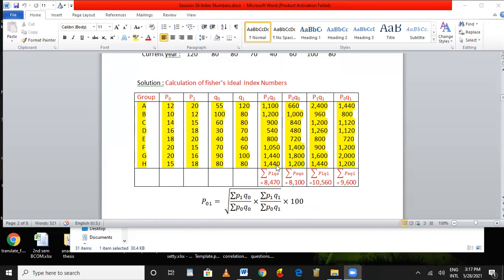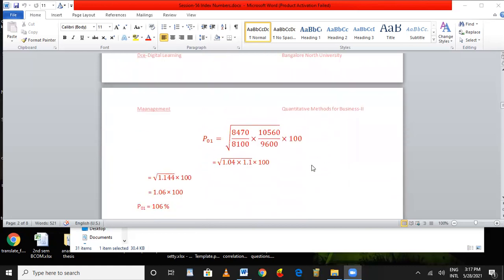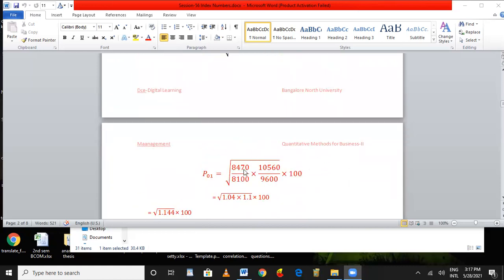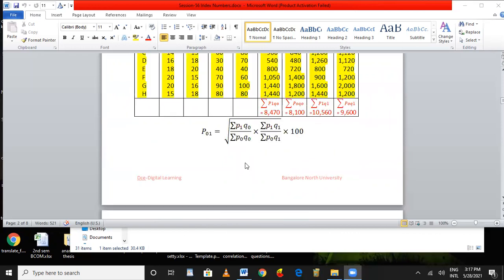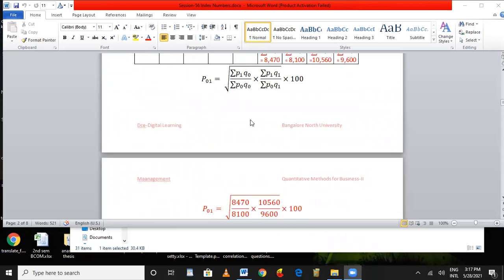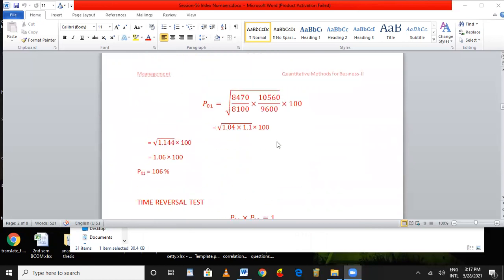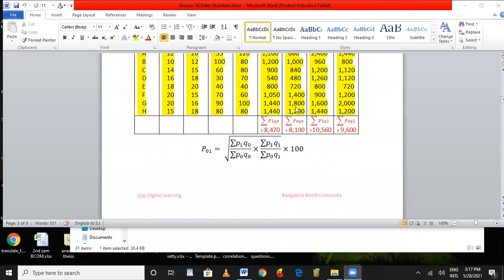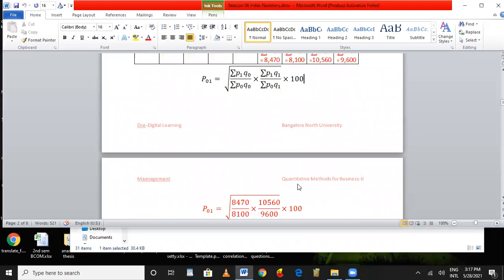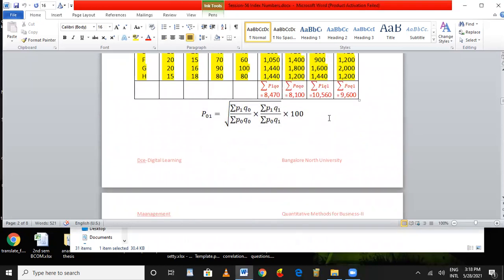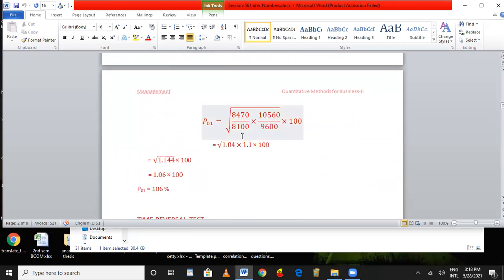Then you have to get the total and substitute in the formula. P1 Q0 is 8470. P0 Q0 is 8100. P1 Q1 is 10560. P0 Q1 is 9600. Then substitute in the formula.